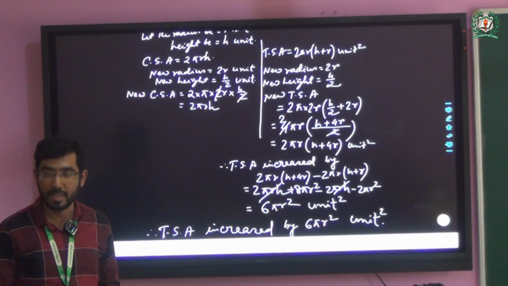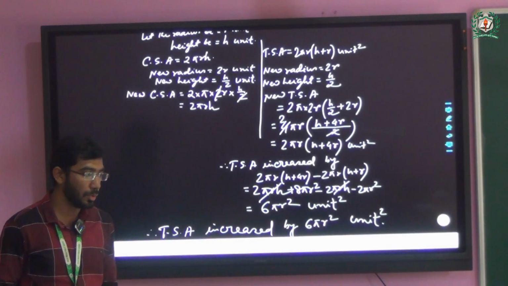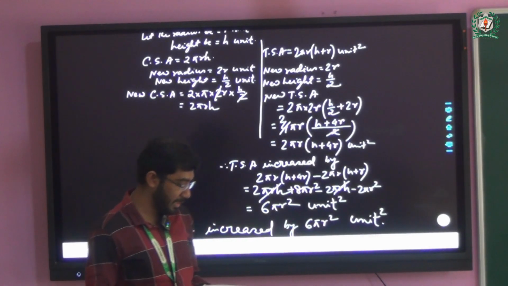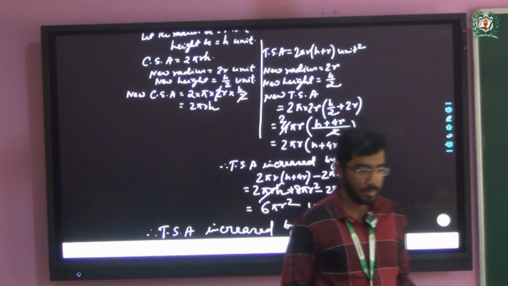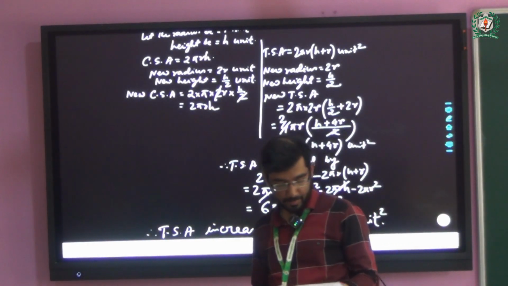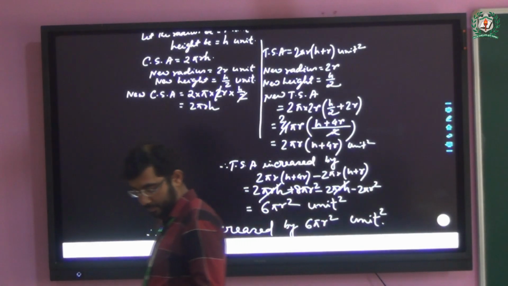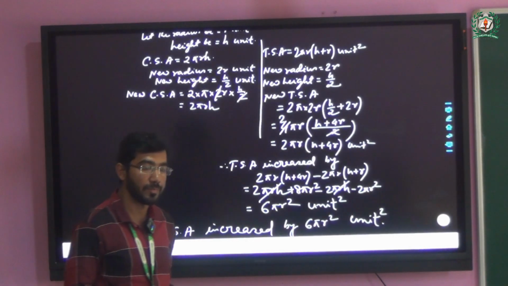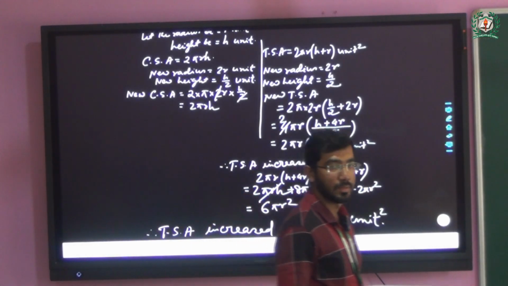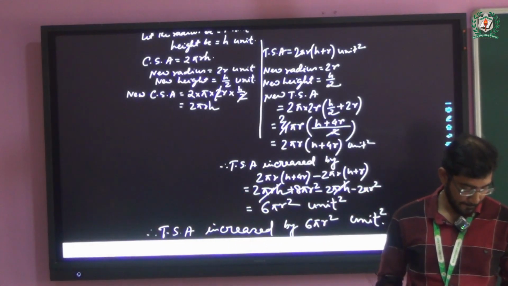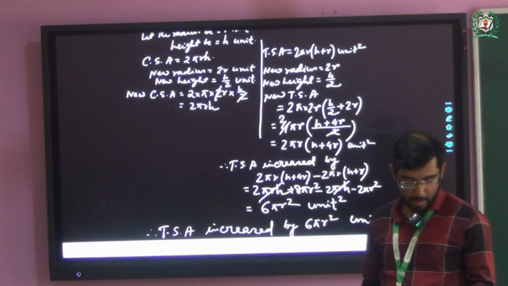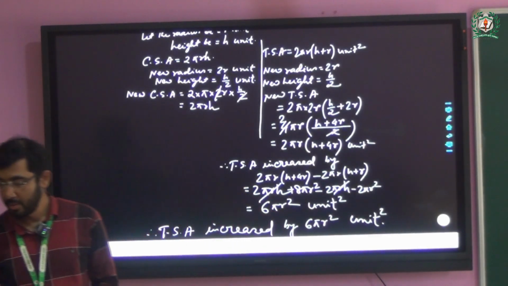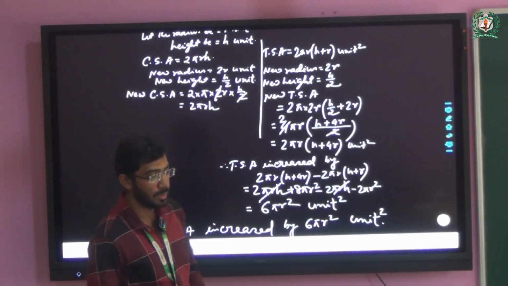A closed cylindrical tank of radius 7 meter and height 3 meter is made from a sheet of metal. How much sheet of metal is required?